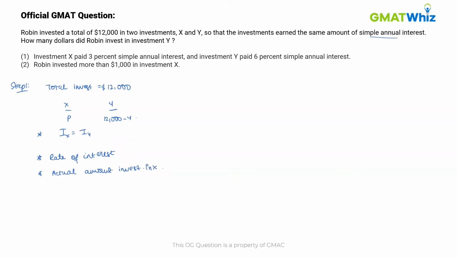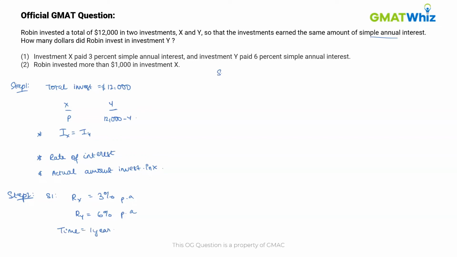Keeping this in mind, we move on to step 2 and analyze statement 1. The investment X paid 3% simple annual interest and Y paid 6% simple annual interest. If the rate of interest in investment X is denoted by Rx, then Rx will be equal to 3%, and similarly Ry will be equal to 6% per annum. Now here the time is equal to 1 year.